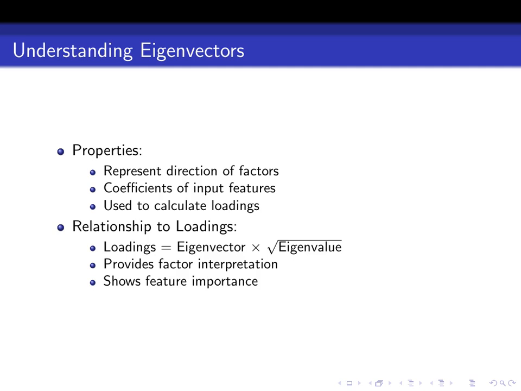Understanding eigenvectors is another key aspect of PCA. Eigenvectors represent the direction of our factors and are made up of the coefficients of our input features. When we multiply an eigenvector by the square root of its corresponding eigenvalue, we get our factor loadings. This relationship helps us interpret what each factor means and how important each feature is.